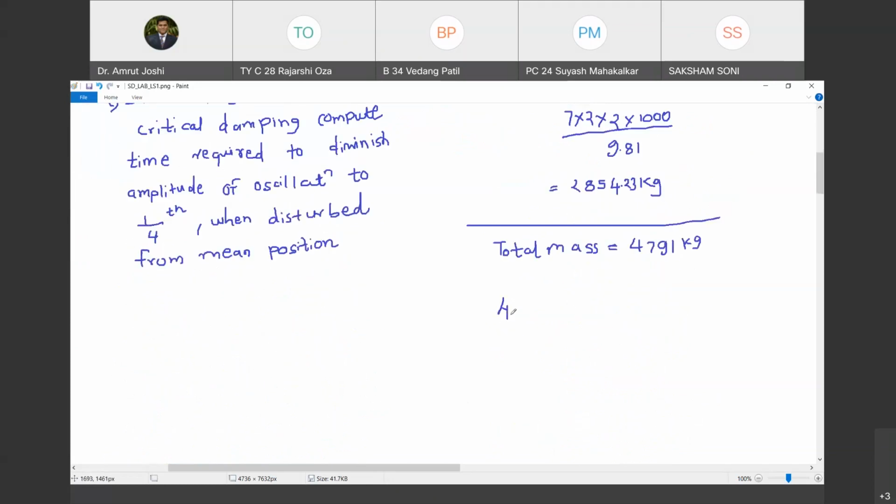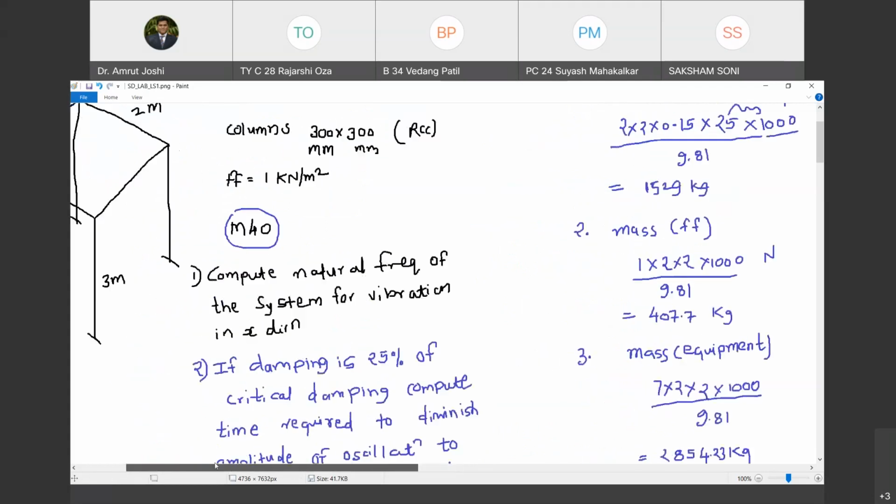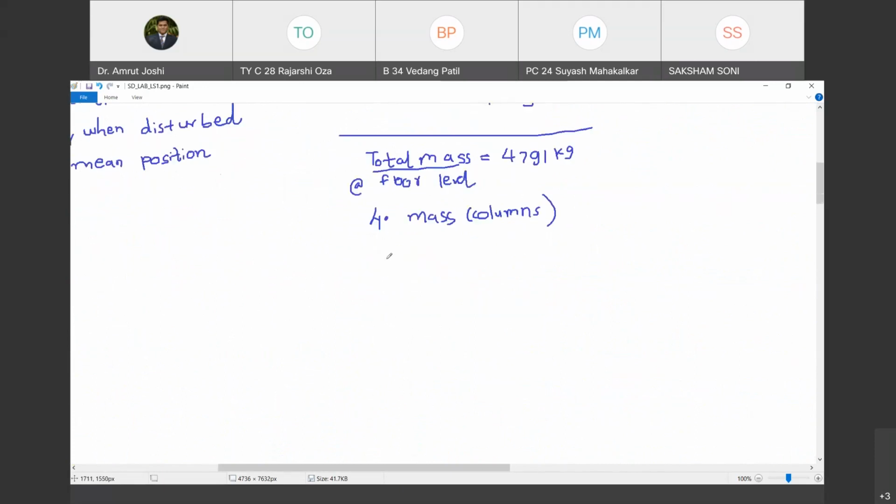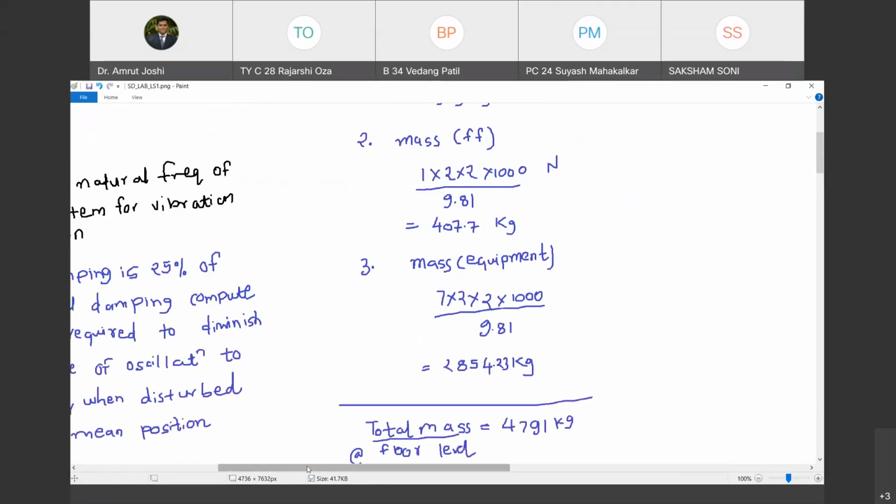Now there is one more contribution towards mass. Total, this is total mass at floor level. But columns are also going to weigh something. So let us try to find out what is the mass of the columns. So I'm going to incorporate mass of the columns. So how do I compute mass of the columns? There are 4 number of columns. So therefore this 4 multiplied by what is the dimension of the column?